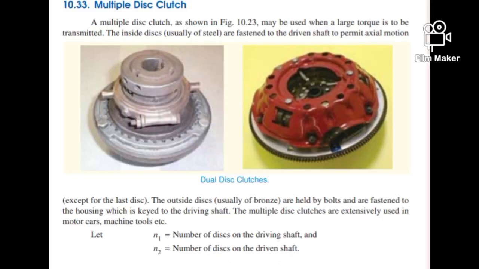Next type of clutch is multi-disc clutch. A multi-disc clutch is shown in the figure. It may be used when a large torque is to be transmitted. The inside discs are fastened to the driven shaft to permit axial motion. The outside discs are held by bolts and are fastened to the housing, which is keyed to the driving shaft. The multi-disc clutches are extensively used in motor cars, machine tools, etc.